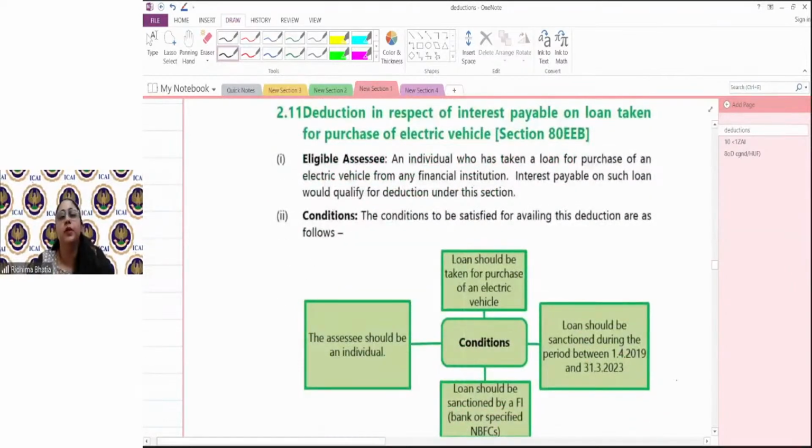NBFCs में housing finance company. Next, the fourth section of interest is something which has been popular now for a long time. Interest on loan, again, loan of what? Purchase of electric vehicle. Electric vehicle के लिए loan लिया, उसका interest deduction allowed under section 80EEB.